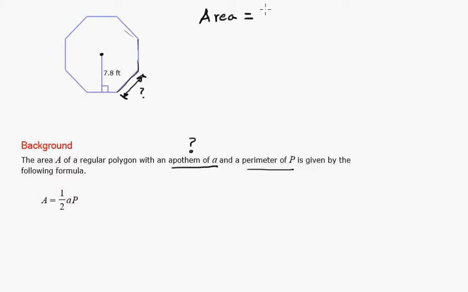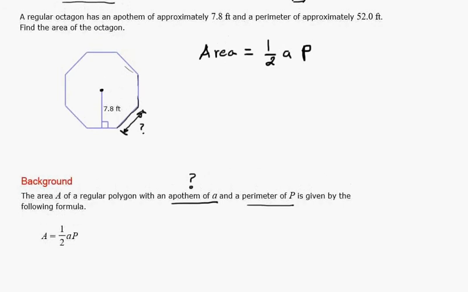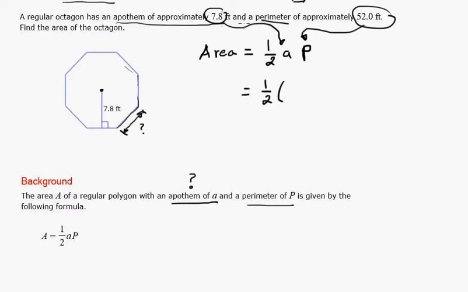So the formula just says it's 1/2 the apothem times the perimeter. In this problem, they give us that. They say that the apothem is this, so this goes right there, and the perimeter goes right there. I'm just going to plug those values in. By the way, this is 7.8, and we usually don't, but I'm going to go ahead and put the units in, and then 52.0 feet.